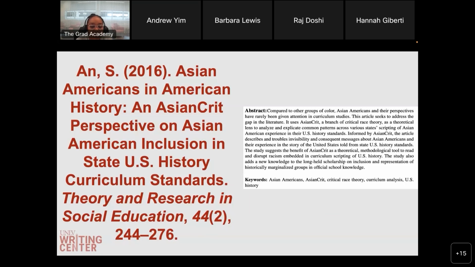Informed by Asian Crit, this article describes untroubled invisibility and consecutive messages about Asian Americans and their experience in the story of the United States told from state U.S. history standards. The study suggests the benefit of Asian Crit as a theoretical methodological tool to read and disrupt racism embedded in curriculum scripting of U.S. history. The study also adds new knowledge to the long-held scholarship on inclusion and representation of historically marginalized groups in official school knowledge. And again, they use keywords here: Asian American, Asian critical race theory, curriculum analysis, and U.S. history.